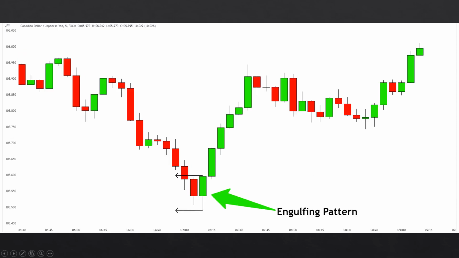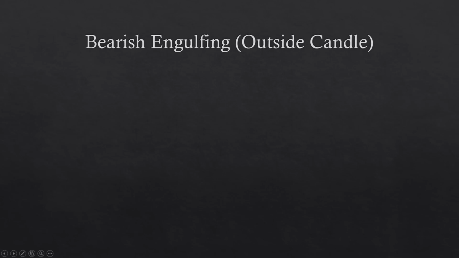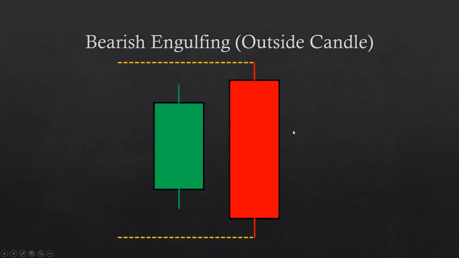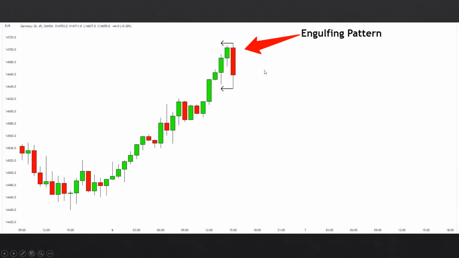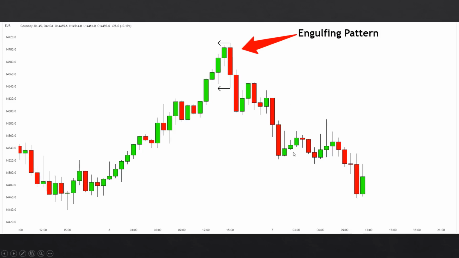We also have the bearish version of the engulfing pattern. In this illustration, you can see that a bearish candle completely engulfs the range of the previous candle, therefore indicating a reversal to the downside. In this image, you can see the 45-minute time frame of the German index. Notice how the range of the current candlestick completely engulfs the range of the previous candle, and how the current candle is bearish, indicating a reversal to the downside. In this next chart, you can see how the bearish engulfing pattern or the outside candle indicated a reversal successfully.